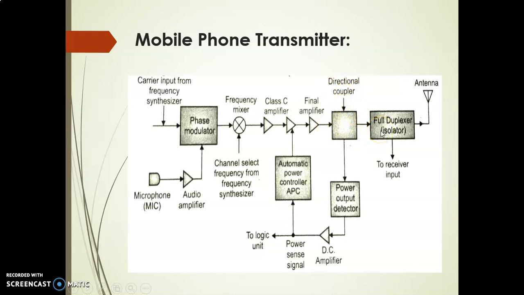and then the duplexer will isolate the transmitting as well as the receiving signal, as it shares the same antenna. Now here you can see the automatic power controller, that is APC. It will control the power of the mobile phone transmitter unit with the help of the power output detector and the DC amplifier. We will see the description of this.